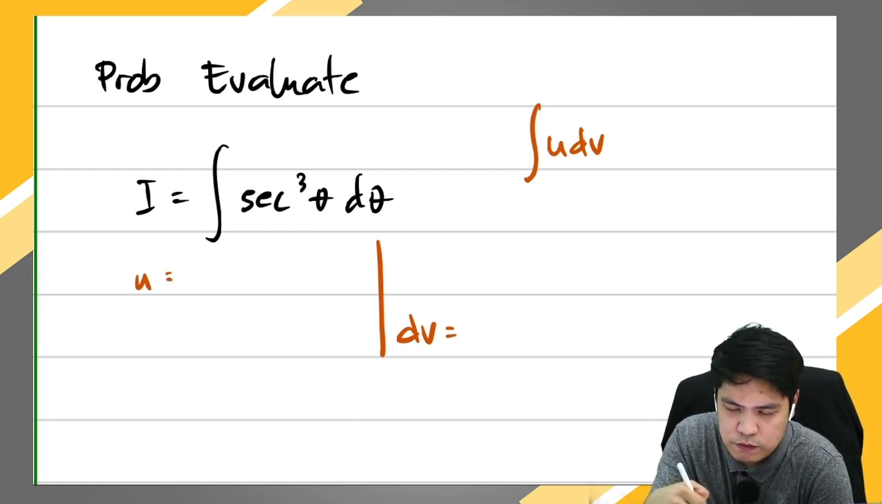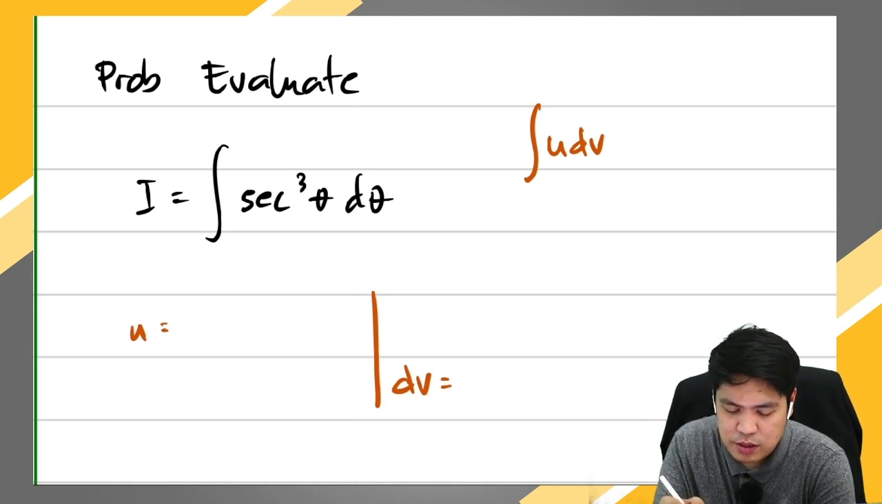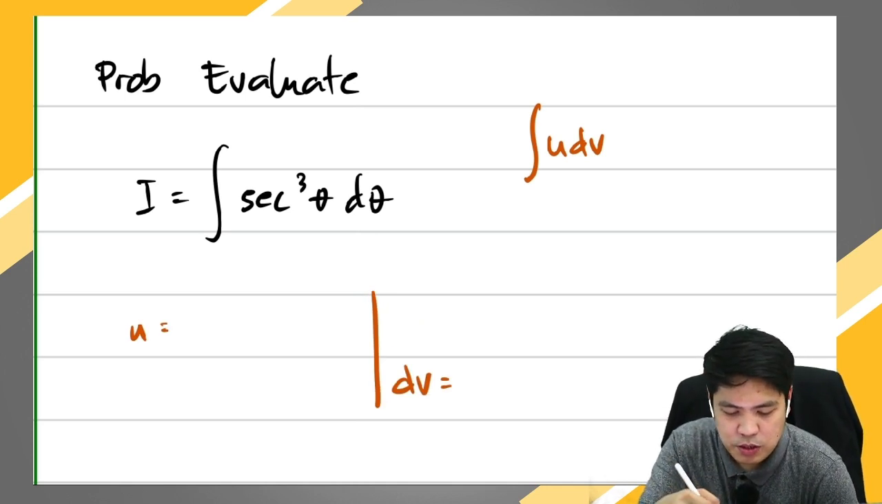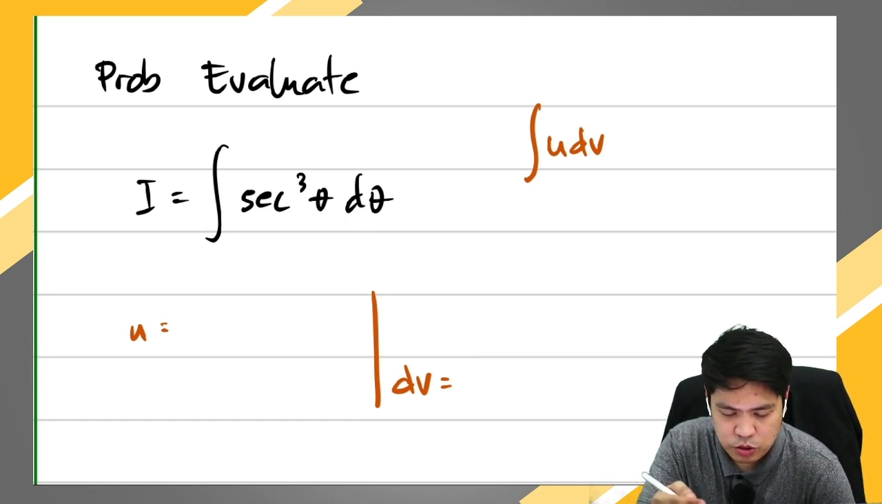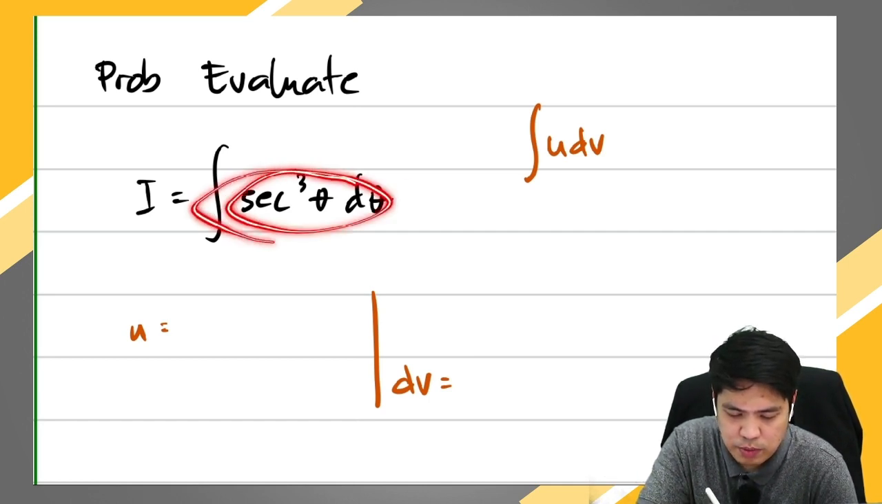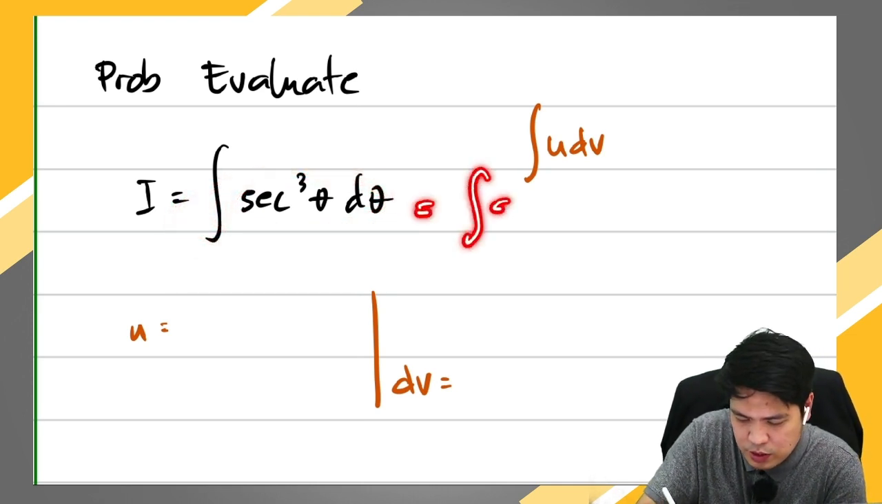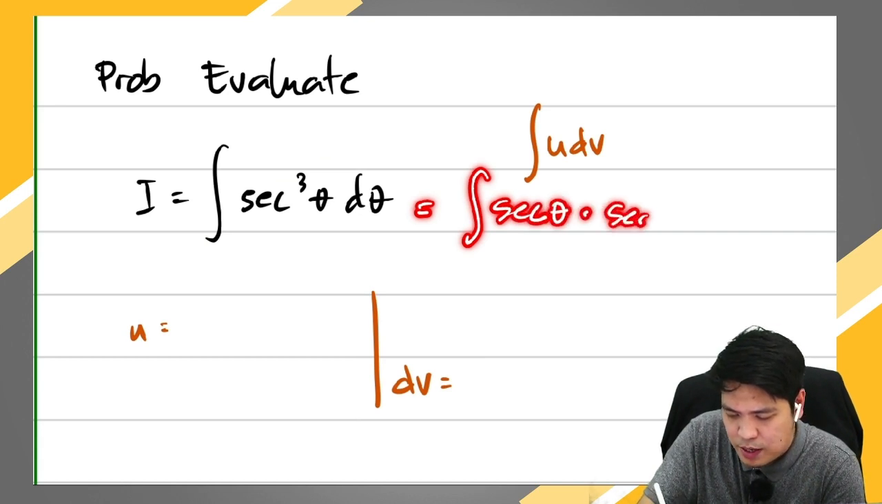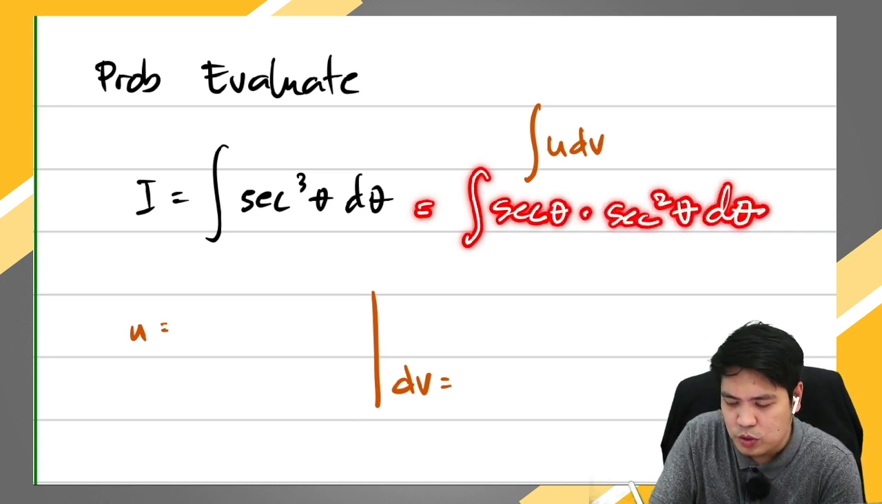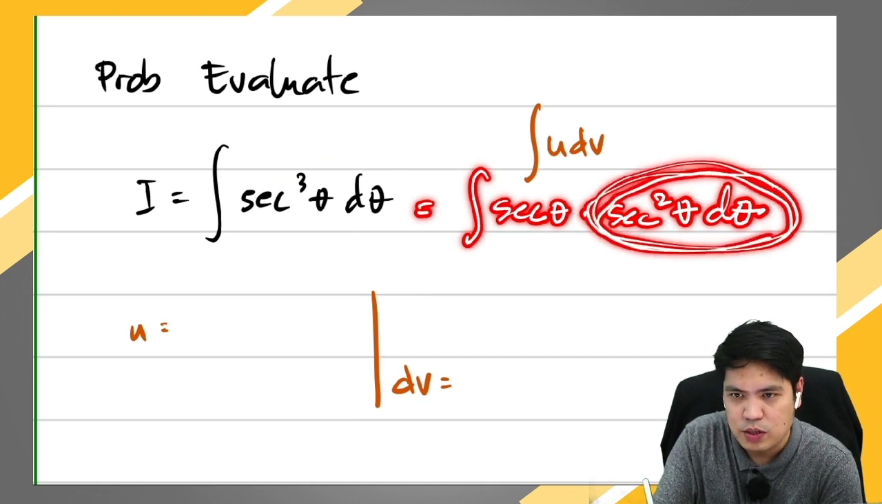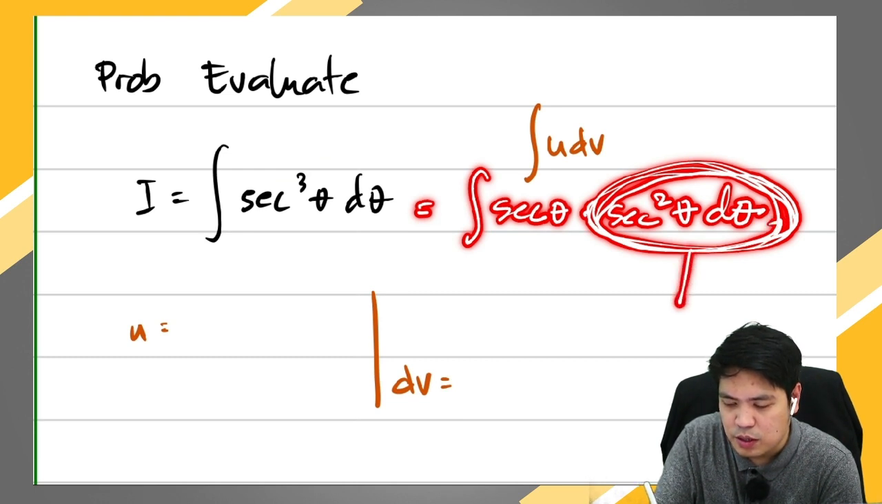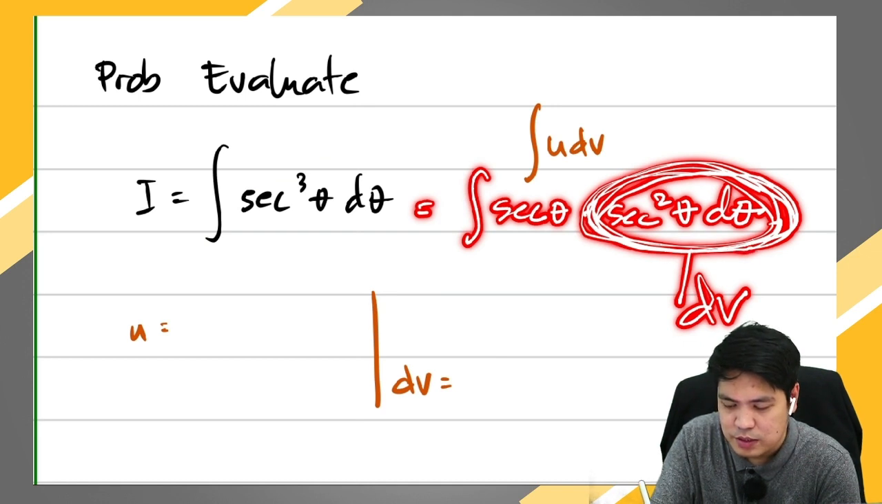Of course, dv should be the part of the integral that is easy to integrate. Okay? Or the part of the integral that we have a formula to use. So what part of this integral do we have a formula for? Okay. So if we rewrite this as secant theta times secant squared theta d theta, we know that we have a formula for secant squared theta d theta. So therefore, we can make that our dv because we know the integral of this. That is just tangent, right?